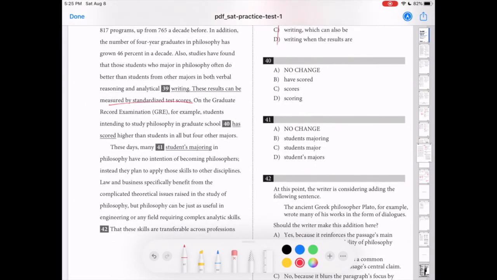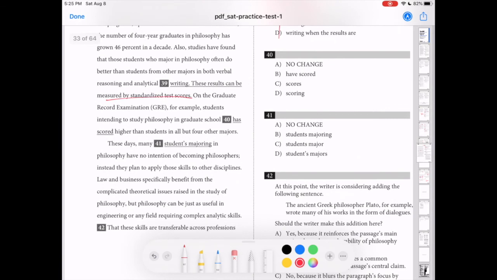Alright, number 40, more verb tense. This sentence is using past GRE data. The data already exists because students took them in the past. This data is not really being generated on the spot and used. We're looking at historical trends here. A and B are good for past tense. Find the subject, which happens to be students, plural. So students have done something, not has.